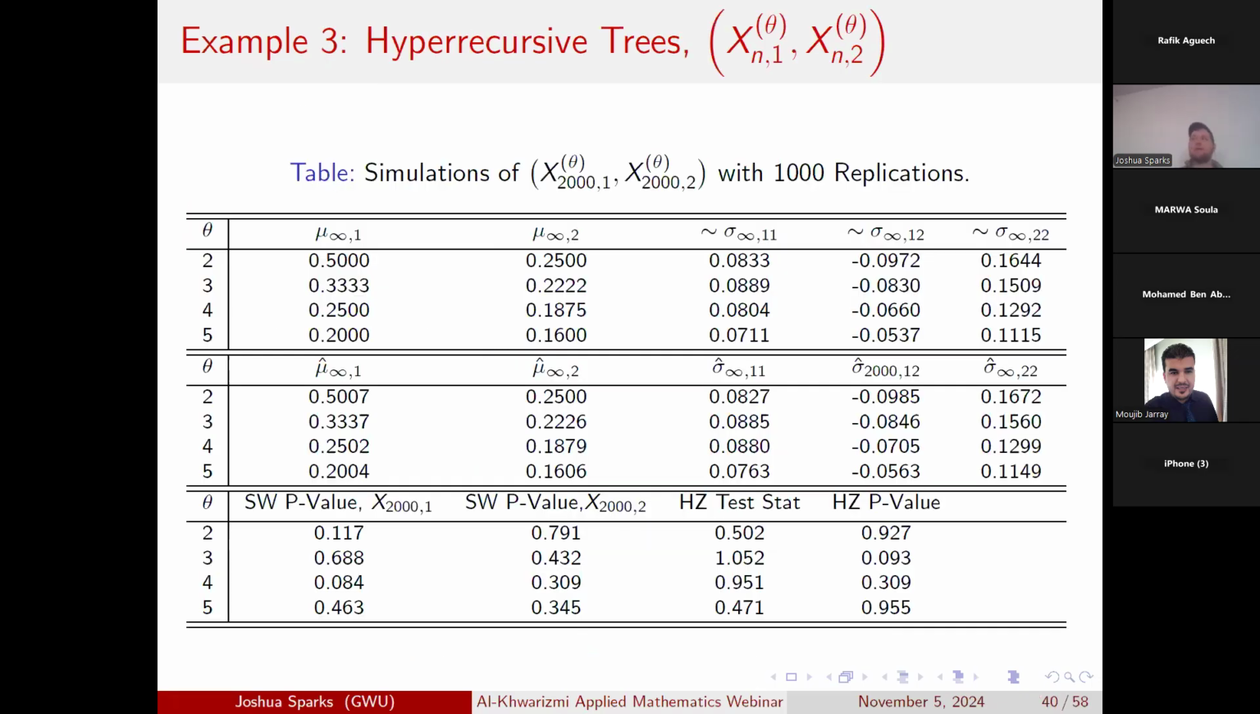In the hyper-recursive trees, here are some examples for the first two containment levels, where theta is from 2 to 5. You can see what these specific values should be, as well as the approximate covariance matrix values, and then the estimates that come through. Looking at things through a Shapiro-Wilk test for univariate normality, as well as the HZ test for multivariate normality, the p-values are failing to reject, so we still retain the normality assumption; it isn't being violated here.